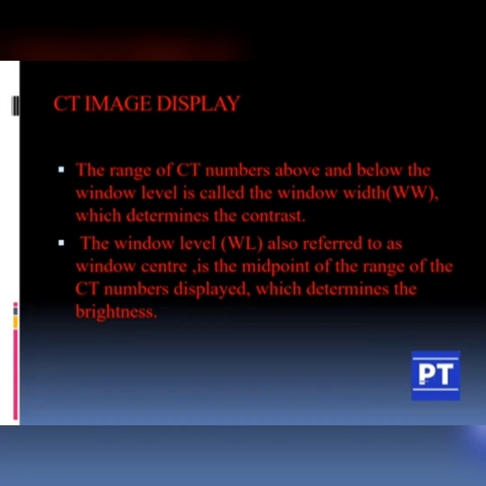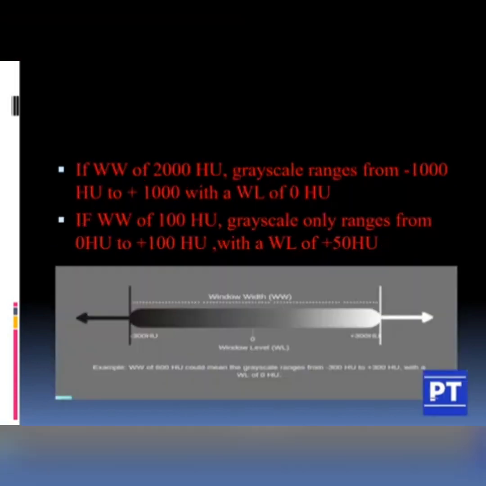So what is meant by window level? Window level, also referred to as the window center, is the midpoint of the range of the CT numbers displayed. So the center of the width is known as the window level, and it determines the brightness. Simply put, window width determines the contrast and window level determines the brightness.